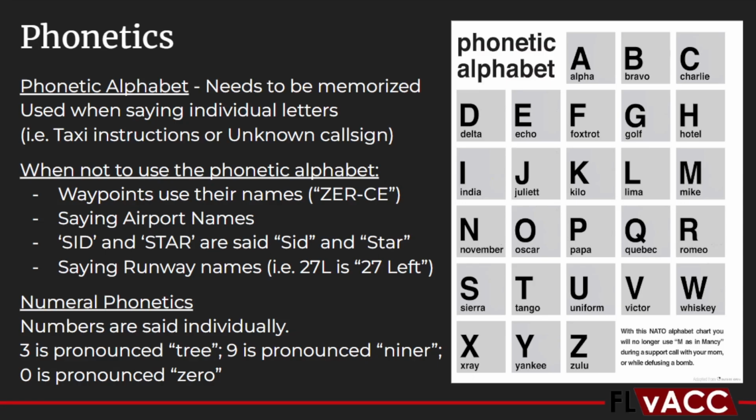The phonetic alphabet is used when we say individual letters, for example, when naming taxiways. Many letters can be easy to mix up by themselves, so we use the phonetic alphabet instead to reduce miscommunication. Not everything goes by the phonetic alphabet, of course.